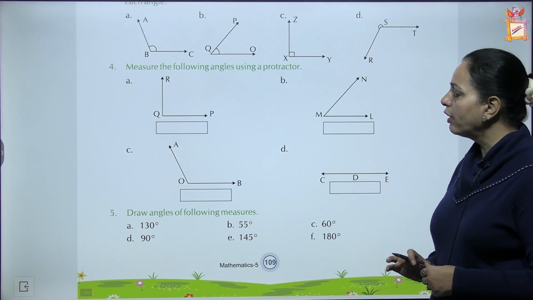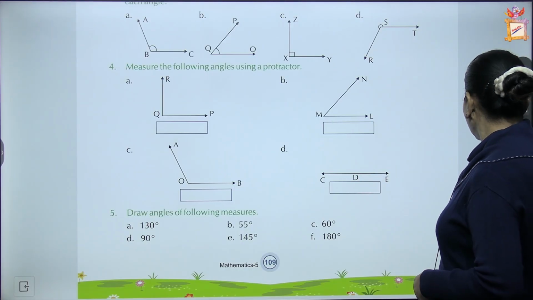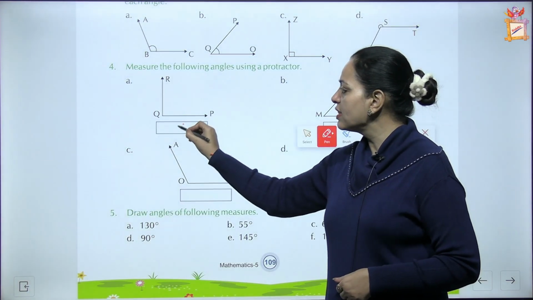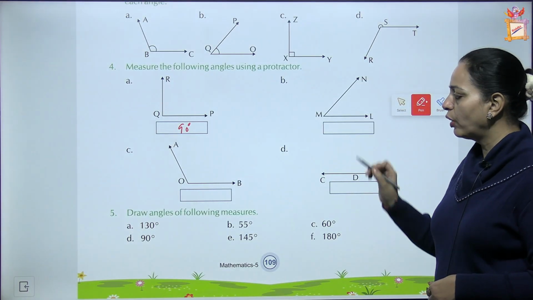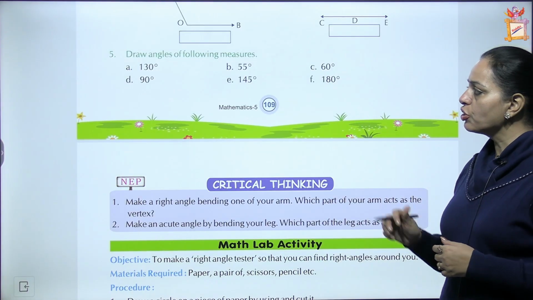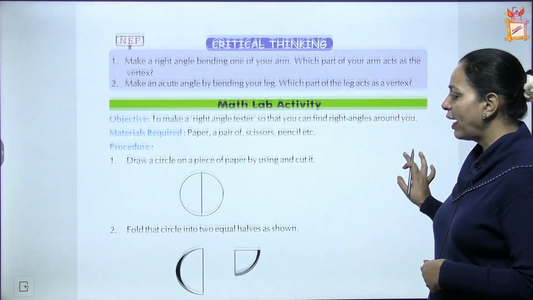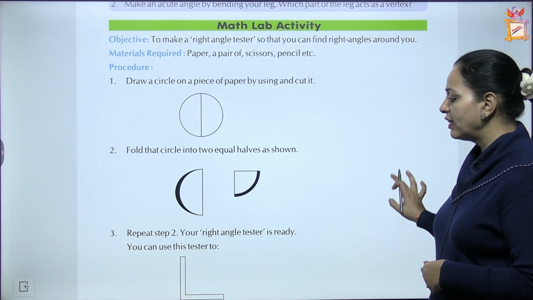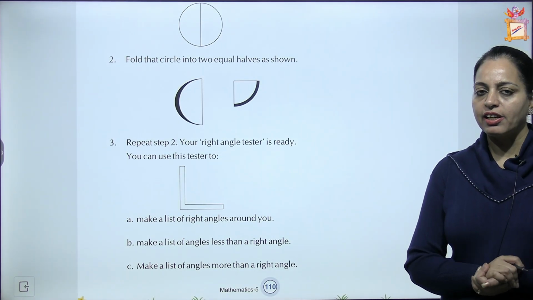The fourth one here, measure the following angles using a protractor. A part, what is the measurement? This is a 90 degree right angle. Here you can measure it and then write it. Now fifth question, draw the angles. You can try this one. Now critical thinking and maths lab activity, you can try this activity. I hope the concept is very much clear to you.